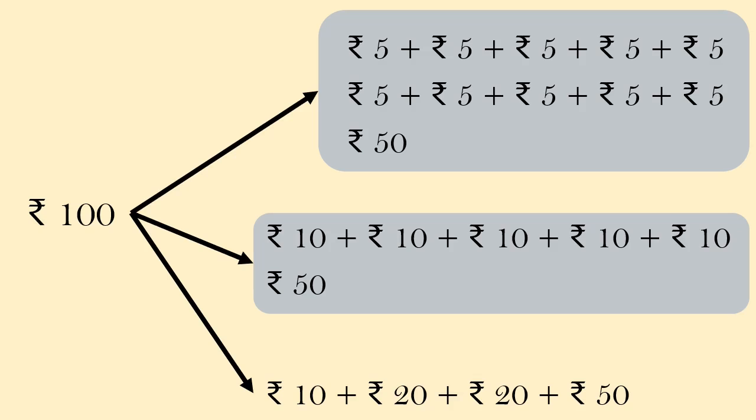So there are different combinations that you could get 100 with, but you would use only 1 rupee coins, 5 rupee coins or notes, or 10 rupees, 20 rupees, 50 rupees. There's no other currency, so you can't say I'll use 30 rupees or 25 rupees. There is no 25 rupee note as yet.